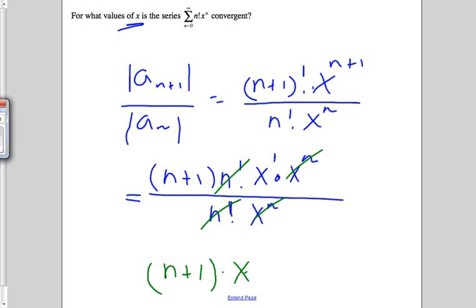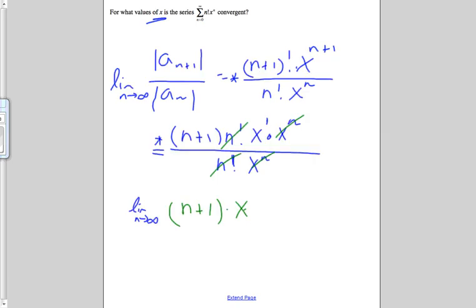Now, I had omitted a pretty critical part of this ratio test, which is that there should have been in here the limit as n approaches infinity, because that's what we're looking at when n gets really, really big. So I could add it here, here, and so the limit as n approaches infinity. So for what value will this converge? In other words, for what value of x will this be less than 1?